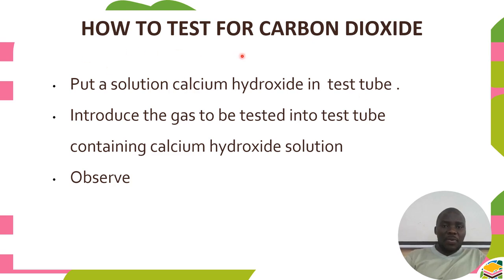How to test now for the presence of carbon dioxide, which is going to be produced when an acid reacts with metal carbonate or metal hydrogen carbonate. Remember, I've said that when an acid has reacted with metal hydrogen carbonate or a metal carbonate, one of the products is a gas known as carbon dioxide. So how do we test that this gas is really carbon dioxide?